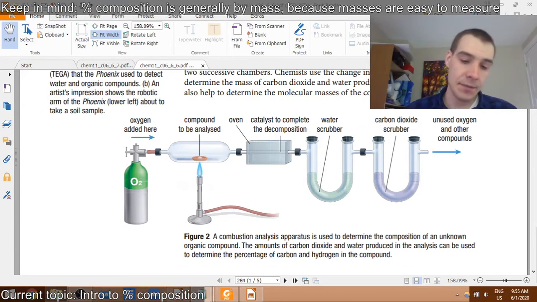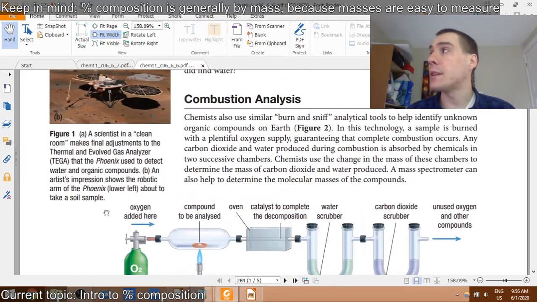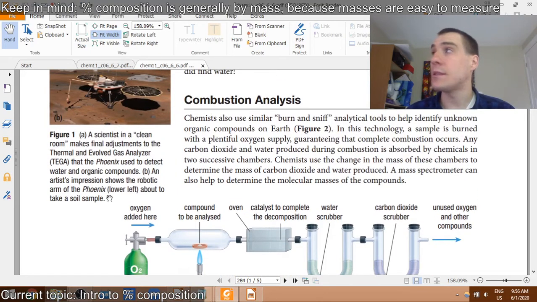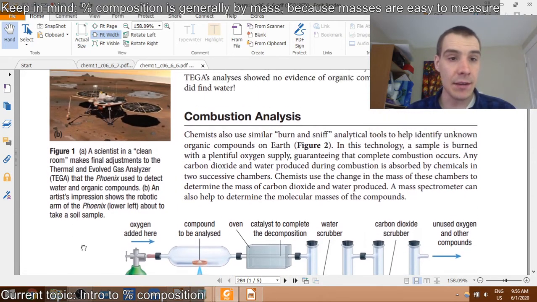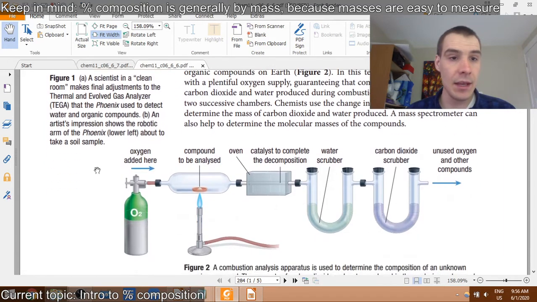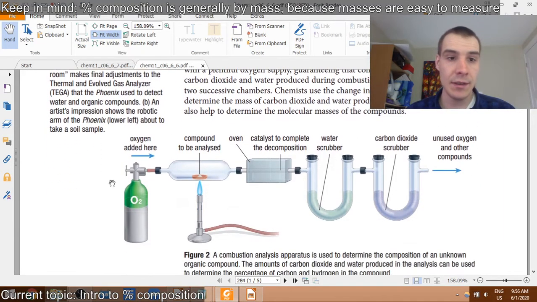So let's talk about percent composition. Percent composition comes from various analytical techniques. One of them is diagrammed here in the textbook. It's called combustion analysis. Combustion analysis, there's the name for it. This is used to identify organic samples.